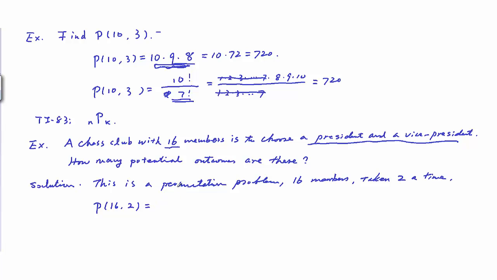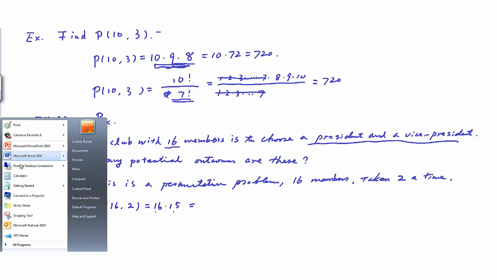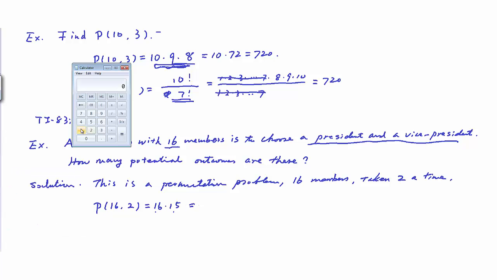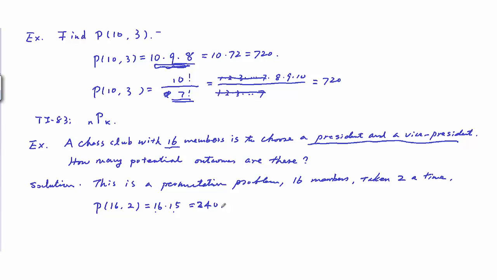Then according to the permutation, we have 16 times 15 down there. Now you only have 2, so you need two numbers. So 16 times 15, let's look at what it is. 16 times 15 is 240. So in this case, there are 240 possible outcomes.